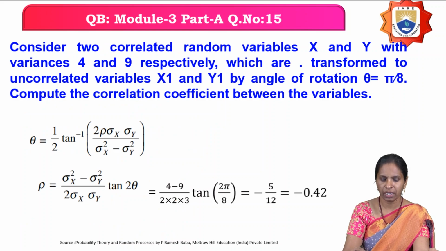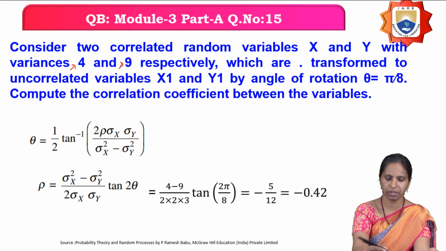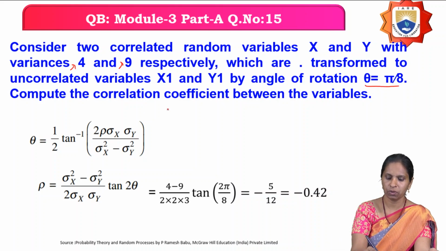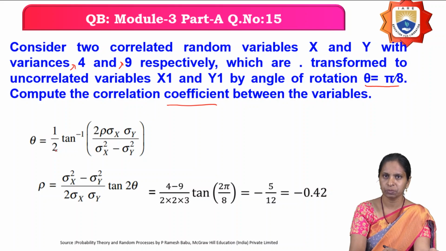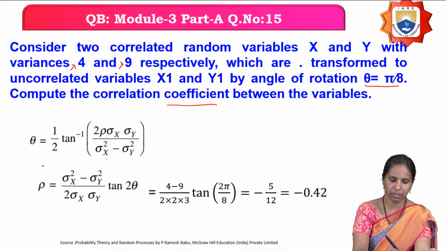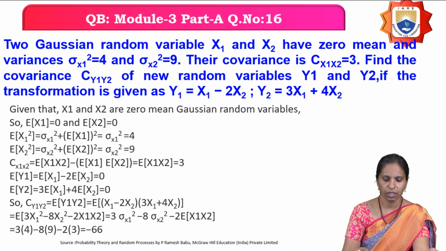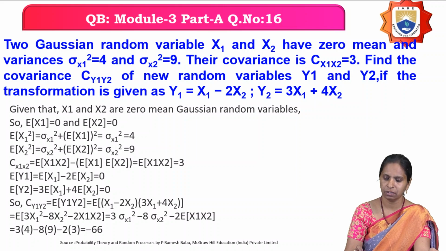Next one is, they have given the variances of two correlated random variables, and then they are transformed into uncorrelated ones by the angle theta equals pi by 8. What you have to calculate is the correlation coefficient. Previously I have seen the angle of rotation for uncorrelated transformed random variables is 1 by 2 tan inverse of 2 rho sigma x sigma y by sigma x square minus sigma y square. So from this write the equation for rho, then substitute the values, and you obtain the correlation coefficient of the two random variables x and y.